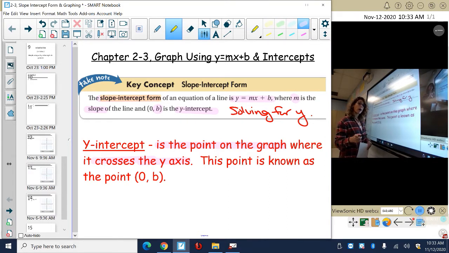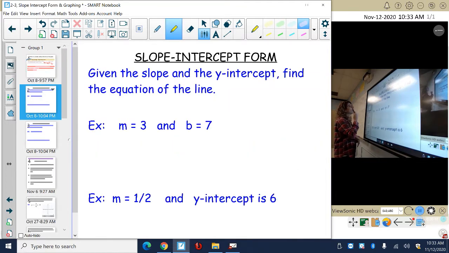Okay? So if it's crossing the y-axis, that means the x value is always 0, and then you will have a y value being a number. Okay? So with that being said, let's go to the next example here. Given the slope and the y-intercept, find the equation of the line. So I'm telling you that m is equal to 3 and that b is equal to 7.